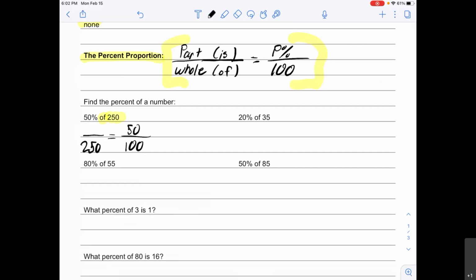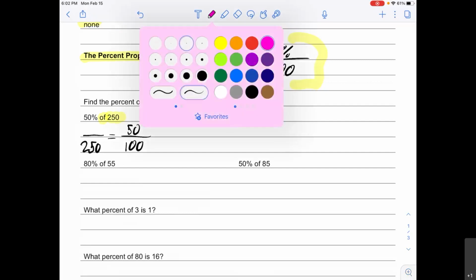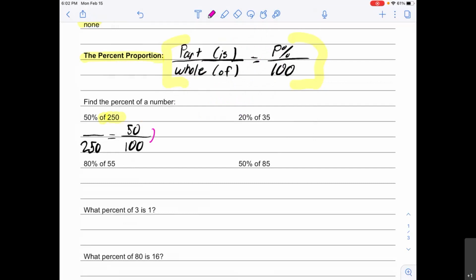Now I can just look for a nice relationship if I have one. I see a nice relationship right here between the 50 and the 100. I know 50 times 2 is 100. That means that whatever is up here times 2 will be 250. So to figure out what x is, I do 250 divided by 2, and that gives me x equals 125. 125 then is 50% of 250.